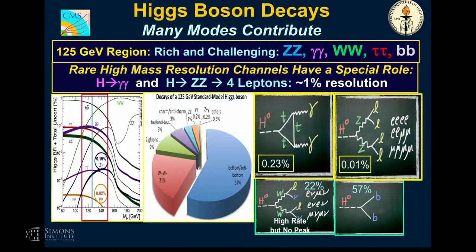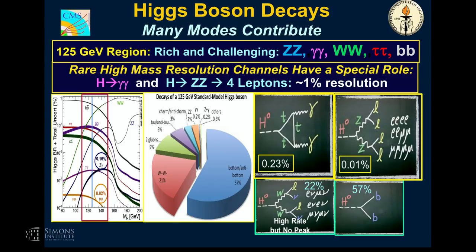However, to find them, the main way is through these distinctive signatures. For example, there are two types of very important decays, which I'll get to in a moment. So once the Higgs is produced, it can decay in many ways. And what you can see on the left is the branching ratio of all the decays. What's the percentage that it decays in different ways?